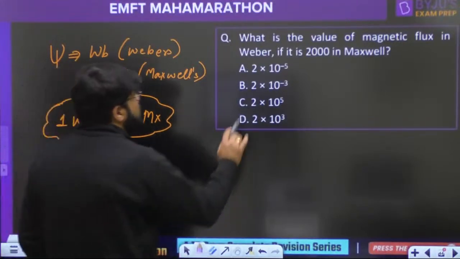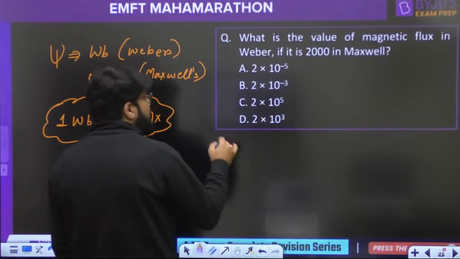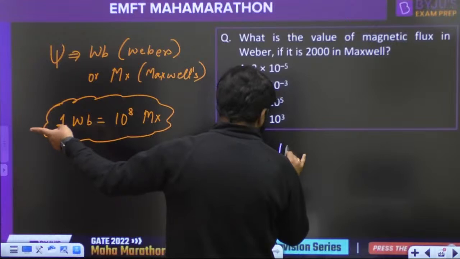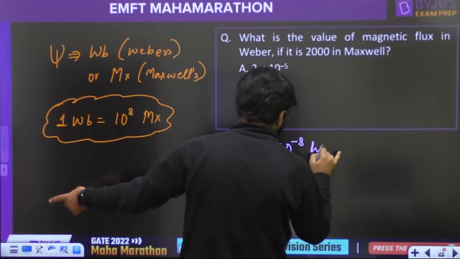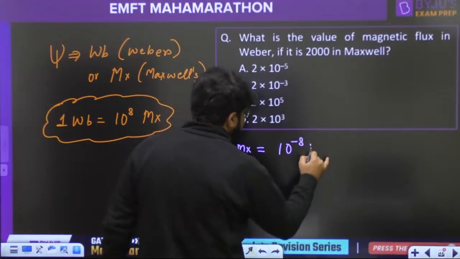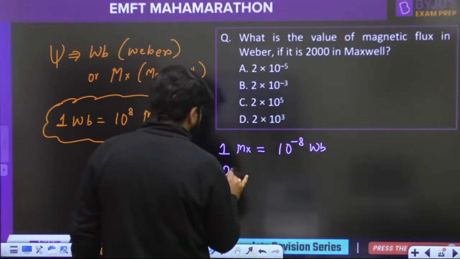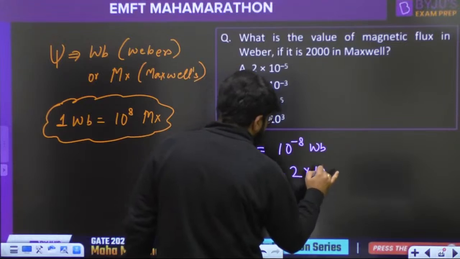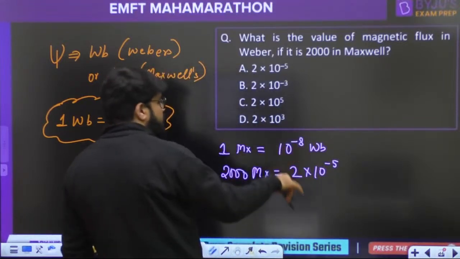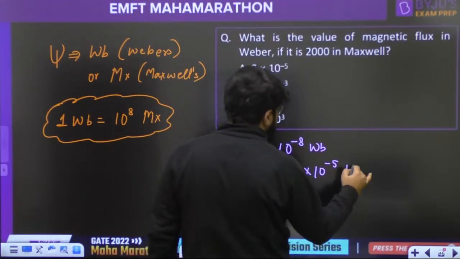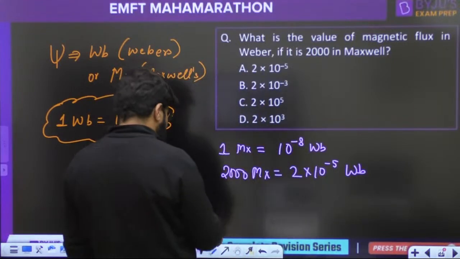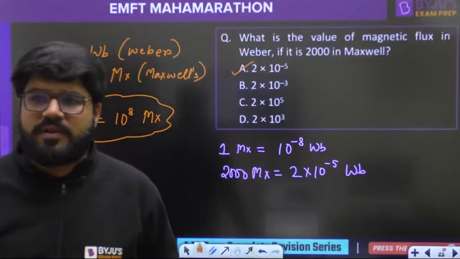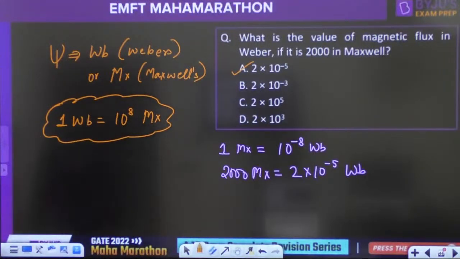Okay, so now if it is 2000 in Maxwell, how much is 1 Maxwell? 1 Maxwell is 10 power minus 8 Weber, right? So how much is 2000 mx? 2000 mx is 2 into 10 power 3 into 10 power minus 8, that is 2 into 10 power minus 5 Weber. That is option number A. 2 into 10 power minus 5, right? Chalo.